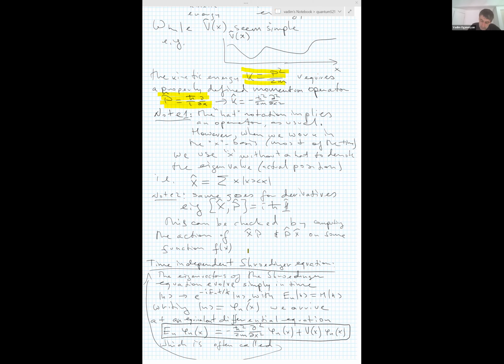Okay. So long story short, two derivatives is a second derivative, because you basically apply the derivative twice. P squared is P applied twice.